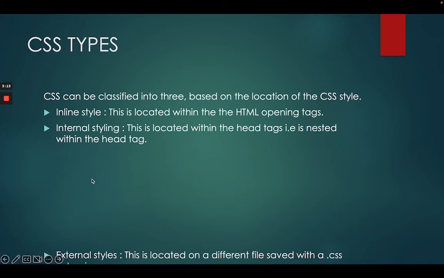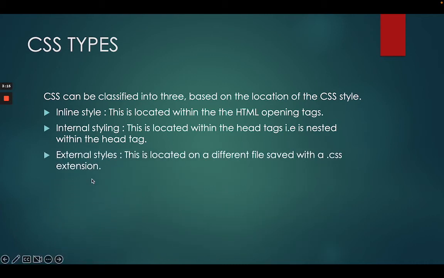Okay, so now the last one is the external styles, right? This is located in a different file saved with a CSS extension. All right, so what this simply means is that you save your CSS in a different file, then you link it with your HTML file, and then it works. All right, so do not worry, this is not a theory class. We are going to go over them one after the other, possibly in the next video.